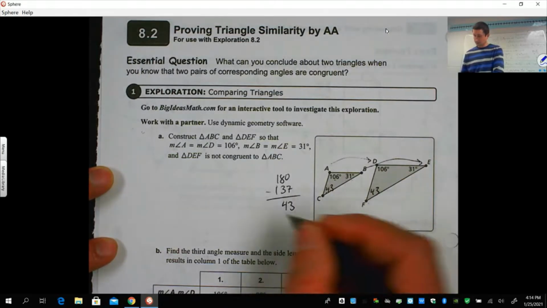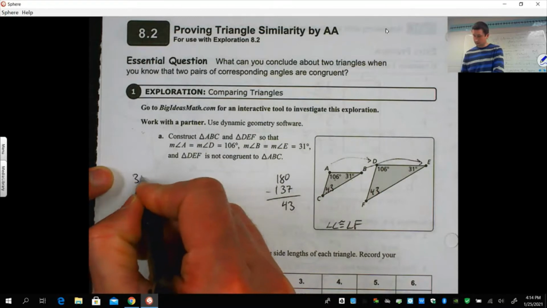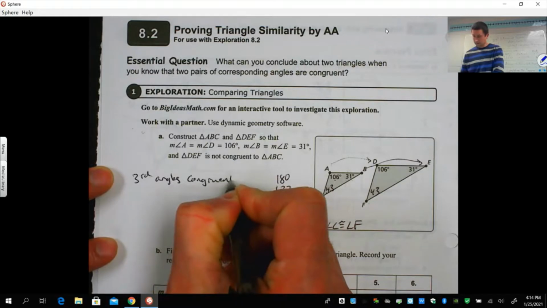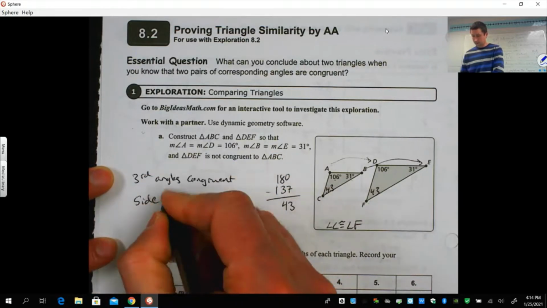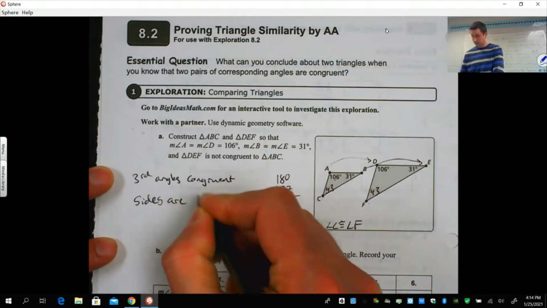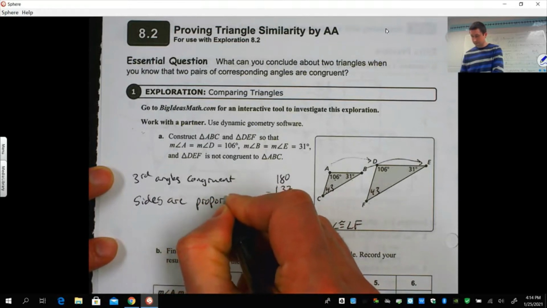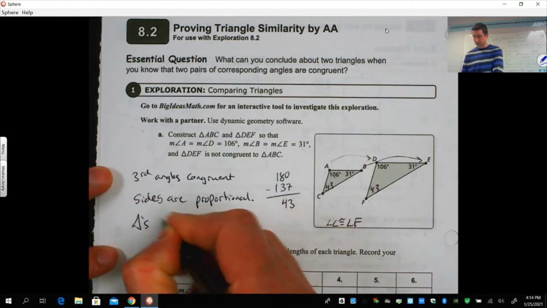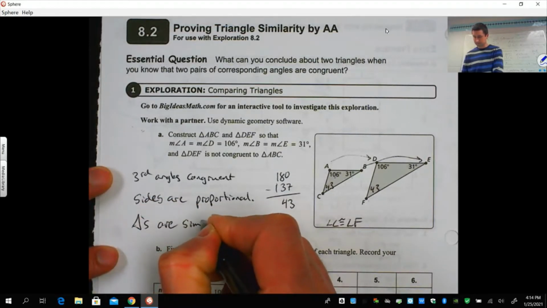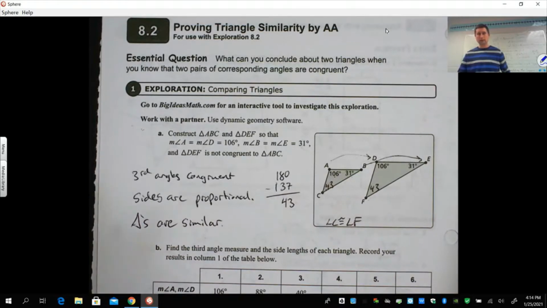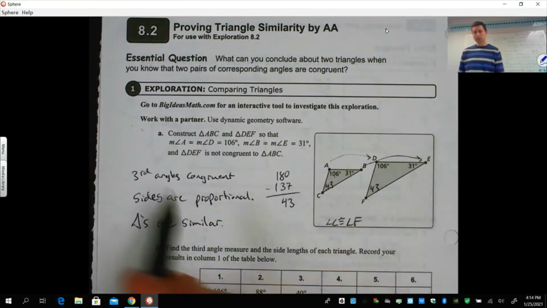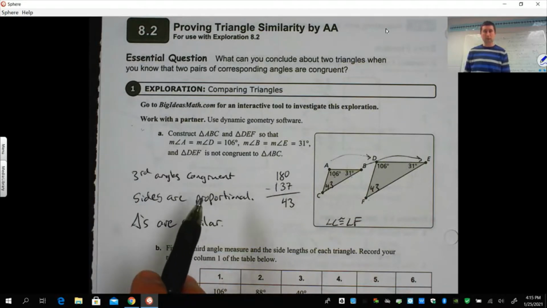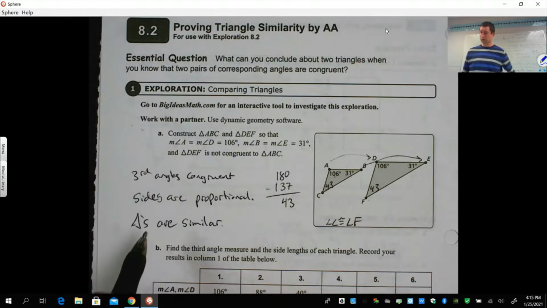So what can you conclude? Third angles are congruent. And you also will find that the sides are proportional, which means the triangles are similar. Those are the three things. If you have two angles that are congruent, we know that the third angles have to be congruent. The sides have to be proportional, which means you can set up a proportion, and the triangles are similar.